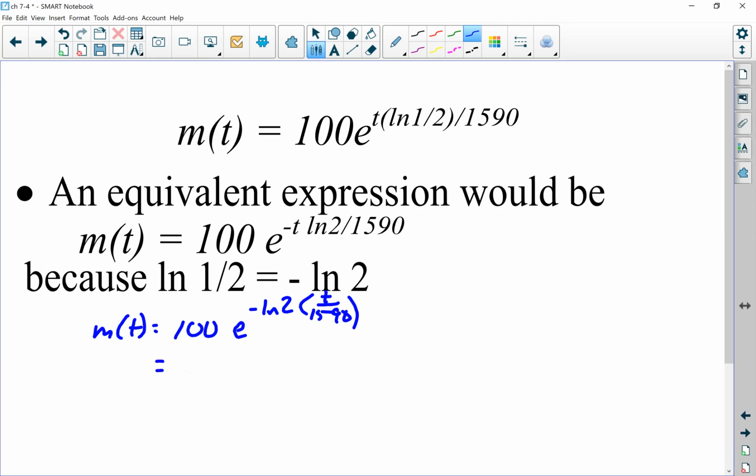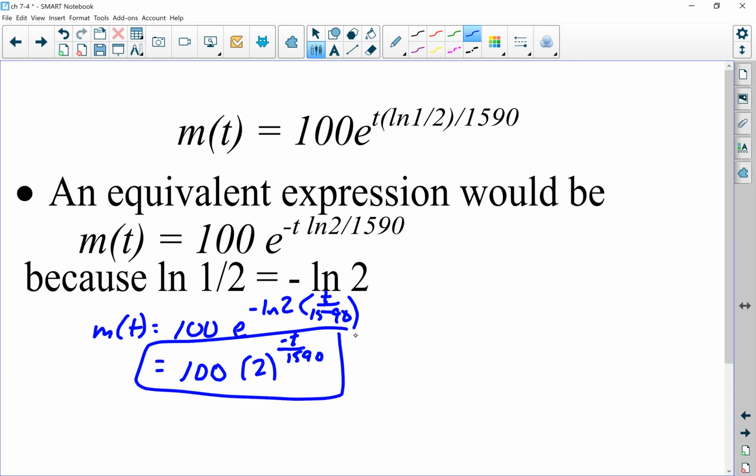So the way this is most often going to be seen is we're going to have 2 to the negative t over 1590. And the reason you'll see that most often in a textbook is it doesn't take as much text to write it. Right? They're saving some money. But mathematically, that is equivalent and true.